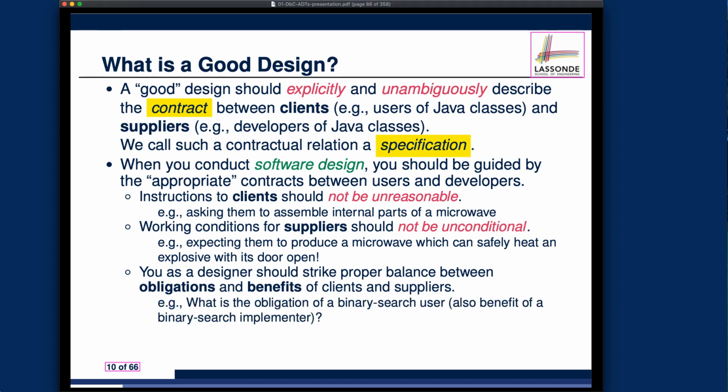Okay, so now let me give you one little quiz over here. Hopefully you wouldn't just see the slide for the answer. Think about it if you're just watching the video. What is the obligation of a binary search user? Let's say I'm trying to call a method from the library class, and the method I'm trying to call is actually a binary search, and let me outline very quickly over here.